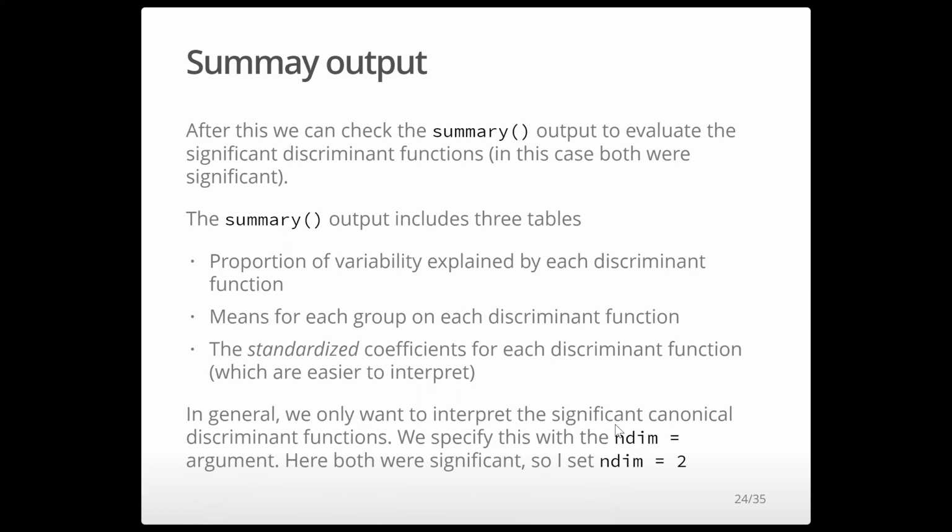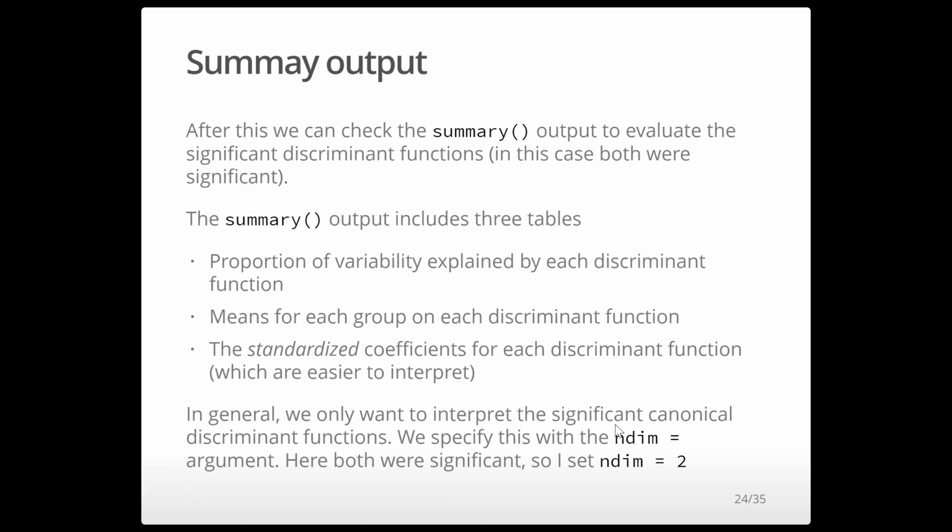The summary output is going to give us three things: the proportion of variability explained by each discriminant function; the means for each group on each discriminant function, which is the mean for the linear combination of the variables for that discriminant function for each group; and then the standardized coefficients for each discriminant function, which, again as before, are much easier to interpret than the unstandardized ones we've seen.